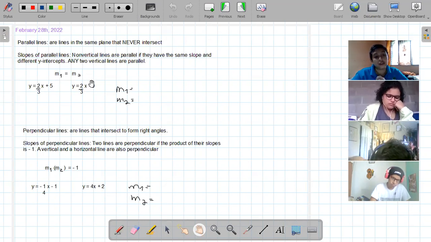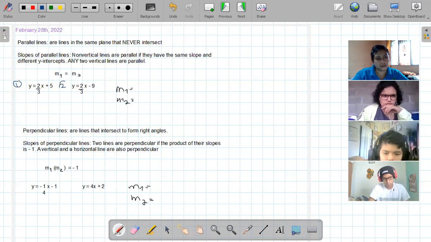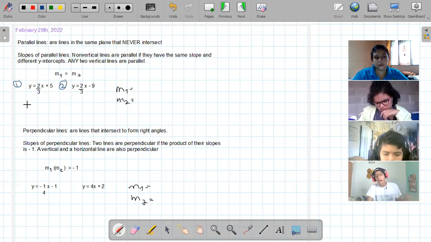We're going to have two equations and determine if they're parallel or not. So I got here the first example: y equals 2/3 x plus 5 and y equals 2/3 x minus 9. Let's call this equation 1 and this equation 2. What is the slope of equation 1, y equals 2/3 x plus 5?